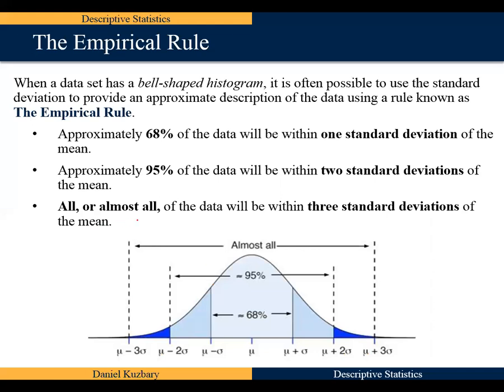You can also say that almost all of the data will be within three standard deviations of the mean. The number I saw for almost all is about 99.7% of the data, which is almost everything. You can say sentences like these about your data if you have something bell-shaped. One important thing to note is that the best you can do, even if it is bell-shaped, is to say this is approximate. So it's not exactly 68%, it's approximately 68%. Let's look at an example.